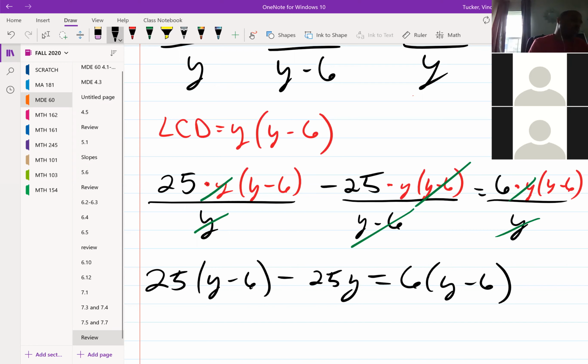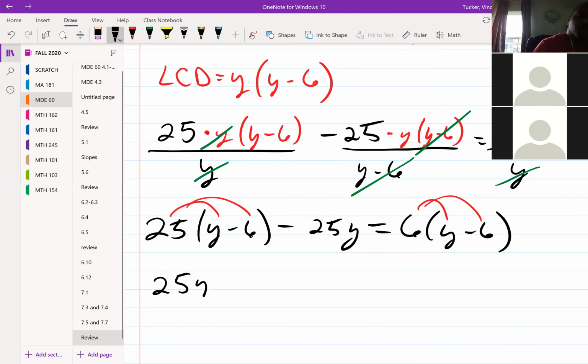Make sure we're okay with what happened before we go any further. Distribute the 25, distribute the 6. Let me see, 625, this should be 150.